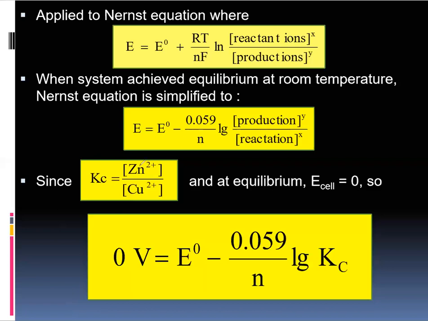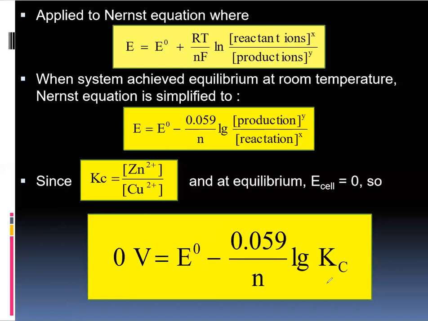And since we said the equilibrium constant is the concentration of your product, Zn2+ in this case, all over the concentration of your reactant, which is Cu2+ in this case, and at equilibrium, E cell will be equal to 0. At equilibrium, the E cell, that is the electropotential of the cell, will be equal to 0. So the implication now is that E in our Nernst equation will be 0 volts, which is equal to our E naught, the standard electropotential, minus 0.059 over n log Kc. Are you seeing how the formula is coming?